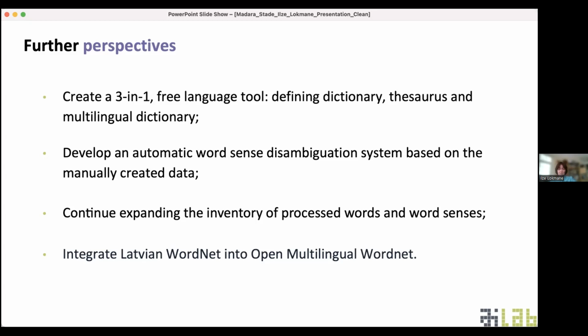Of course, we hope to be able to continue in expanding the inventory of processed words and word senses, because it's also a very important aspect how many words and how many senses are included in a WordNet, and of course integrate Latvian WordNet into open multilingual WordNet.